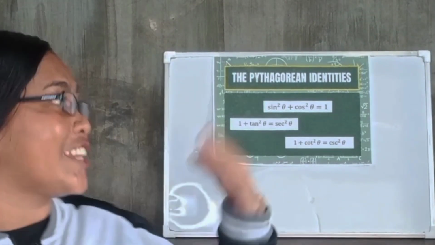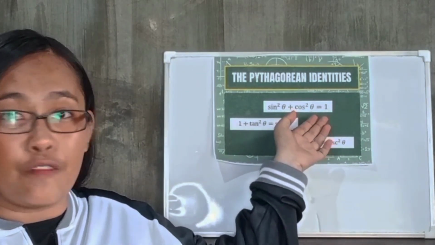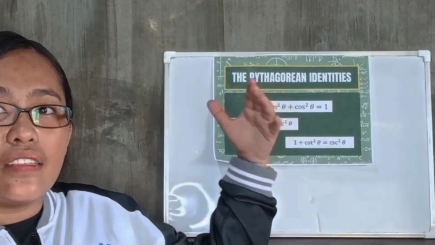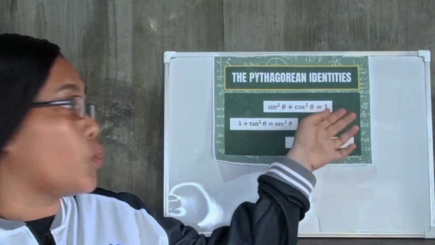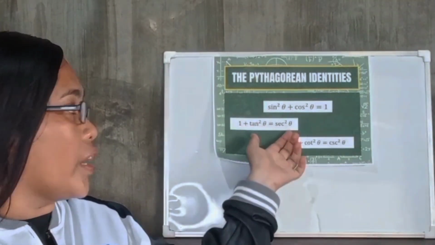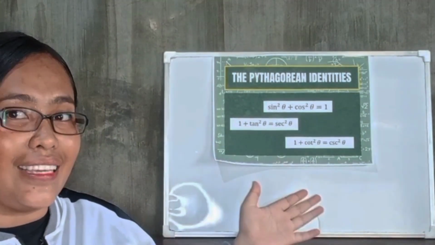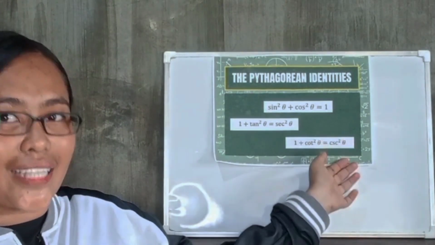Pythagorean identities are these three. The first one here is probably the most important of the Pythagorean identities: sine squared theta plus cosine squared theta is equal to 1. The second one is 1 plus tangent squared theta is equal to secant squared theta. And the last identity is 1 plus cotangent squared theta is equal to cosecant squared theta.